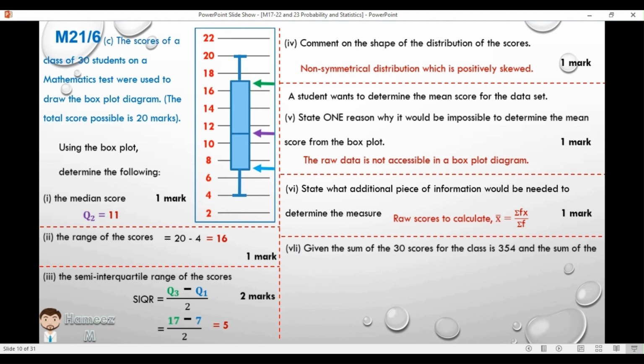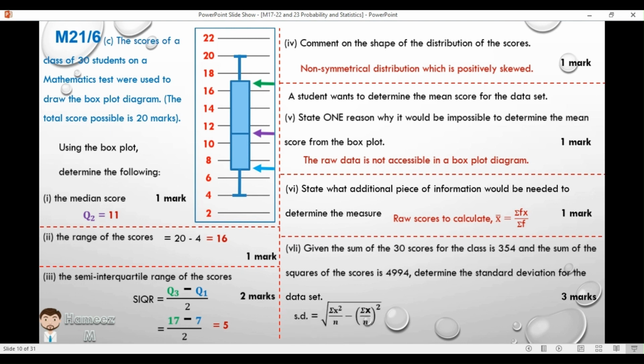Given the sum of the 30 scores for the class is 354, that means they gave us sigma x, and the sum of the squares of the scores is 4,994. So we know sigma x squared, and of course 30 would be the number n. Determine the standard deviation for the data set. And there are a couple different formulas, but look at the information we're given. We're given n, sigma x, and sigma x squared. So we can say standard deviation is equal to the square root of sigma x squared over n minus sigma x over n all squared, the square root of that.